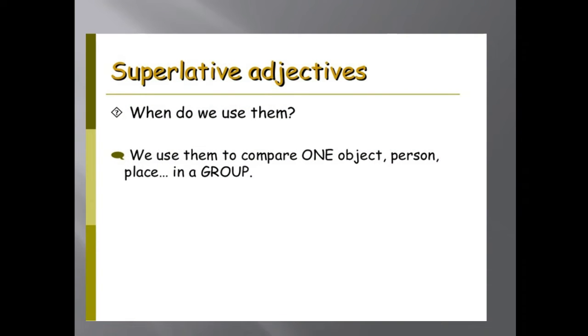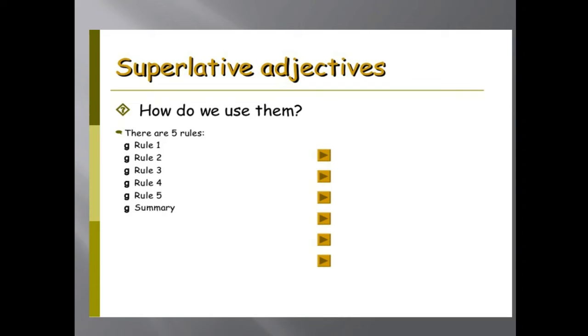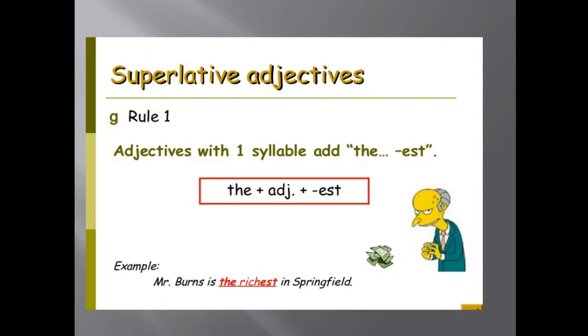Superlative adjectives, when do we use them? We use them to compare one object, person, place in a group. How do we use them? There are 5 rules. Rule 1. Adjectives with one syllable, add the and the adjective with est. Mr. Burns is the richest in Springfield.